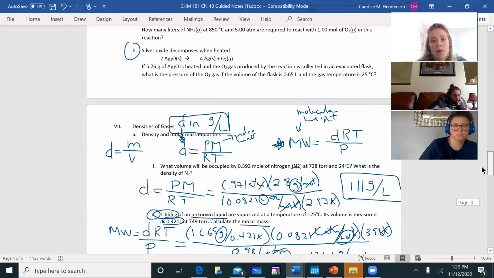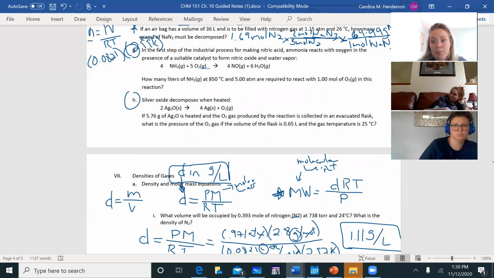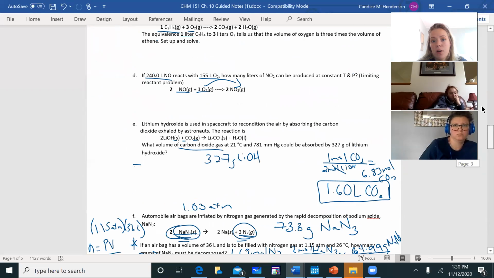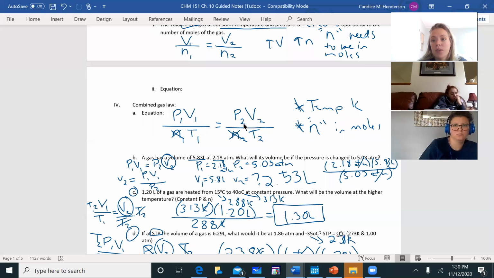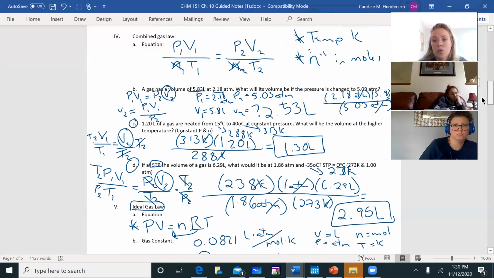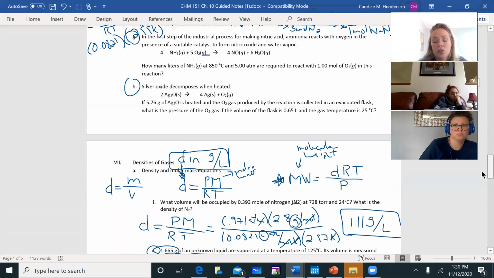And note, all these problems here are frozen in time, so we're not using those before and after equations, right? The P1V1, P2V2. We use those when we see some sort of change.